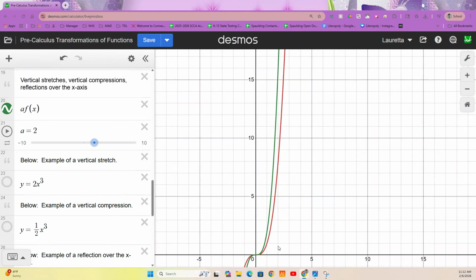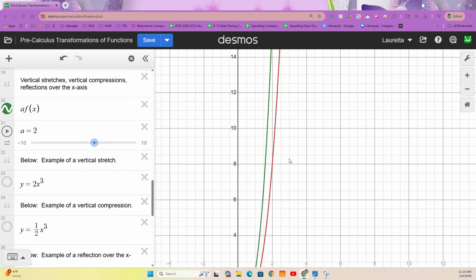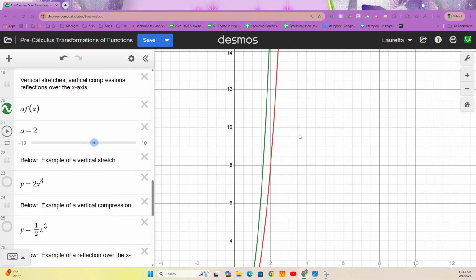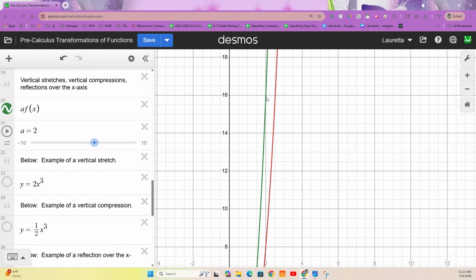We have the point (2, 8) right here on our parent function. So for our transformed function, we are going to have the y-coordinate be twice the y-coordinate of the parent function. So instead of (2, 8), we will have (2, 16). I'm going to zoom in to make it a little clearer. And you can see there is a point (2, 16), because 2 times 8 is 16.